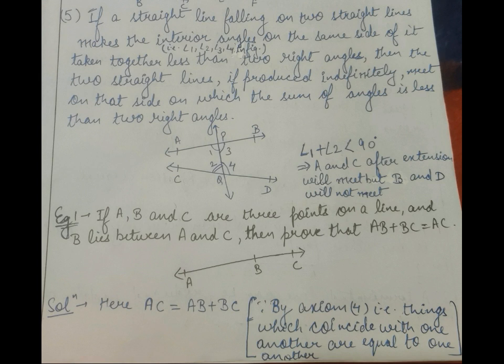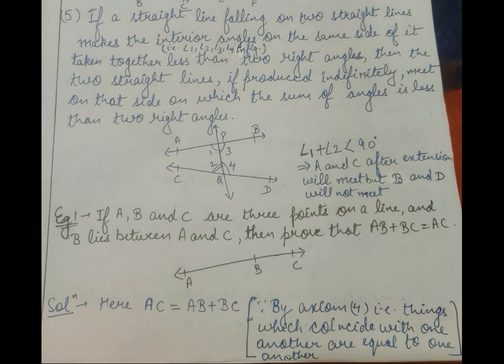You can see that angle 1 plus angle 2 is coming less than 90 degrees. So that means if we produce AB and CD from A and C, then they will meet at a point. But if we extend from B and D of AB and CD, then they will not meet. Okay. Now, on the basis of these axioms and postulates, we will be doing some examples.